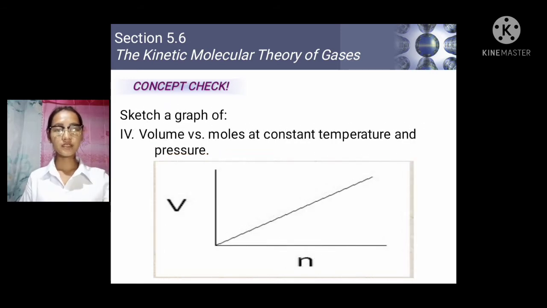Next is the fourth sketch graph, volume versus moles at constant temperature and pressure. This is the graph of volume versus moles. This graph states that at constant temperature and pressure, the volume of a gas is directly proportional to the number of moles of gas.